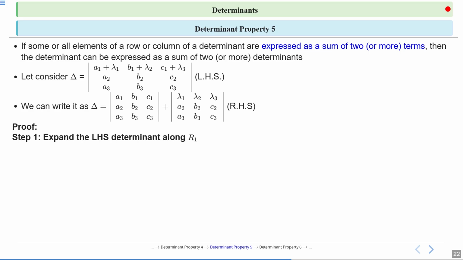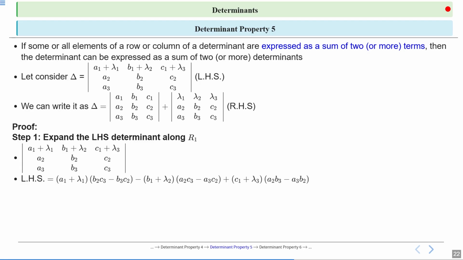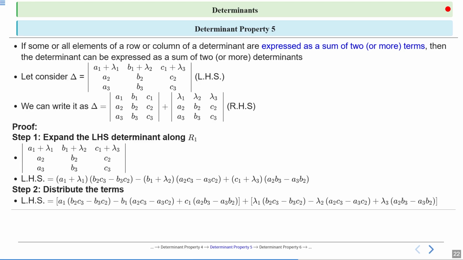Okay, we can prove it. Just expand the LHS determinant along R1. The LHS determinant is a1 plus lambda 1, b1 plus lambda 2, c1 plus lambda 3, a2 b2 c2, a3 b3 c3. So LHS is equal to a1 plus lambda 1 into b2 c3 minus b3 c2, minus b1 plus lambda 2 into a2 c3 minus a3 c2, plus c1 plus lambda 3 into a2 b3 minus a3 b2. Distribute the terms, we get this expression. Just distribute the terms, first multiply with a1 and then lambda 1.